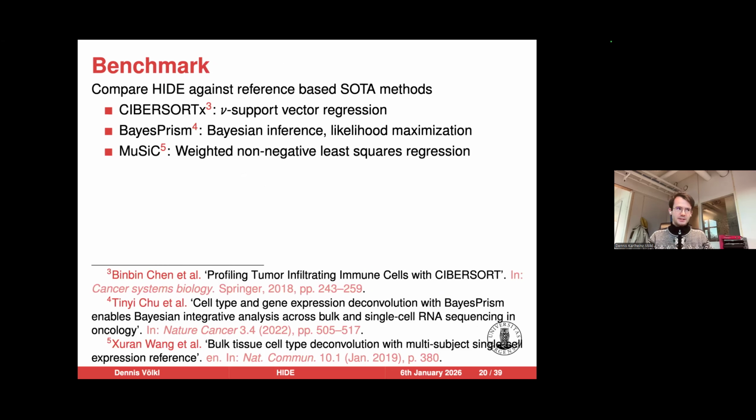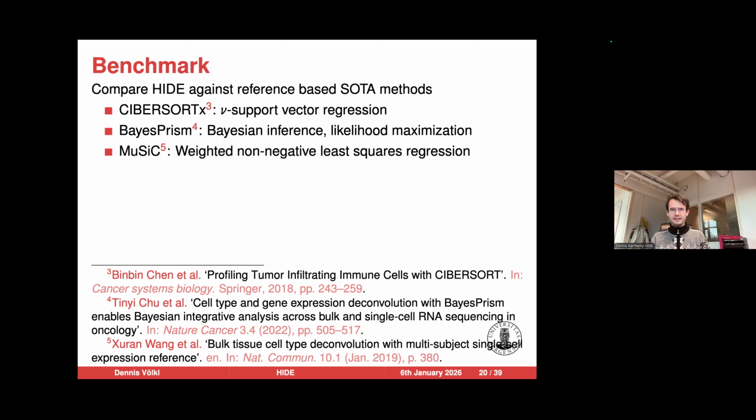First, we were of course interested in how our model compares to other state-of-the-art deconvolution methods. The best known deconvolution method, I guess, is CIBERSORT, which is included in almost any paper that runs deconvolution. So, of course, we included this in our benchmark. CIBERSORT works with nu support vector regression. Another approach to cellular deconvolution is using Bayesian inference to maximize the likelihood, which is done by BayesPrism. And the third method we benchmarked was MuSiC, which uses a weighted non-negative least squares regression approach.